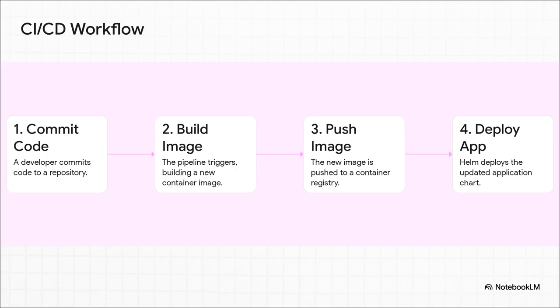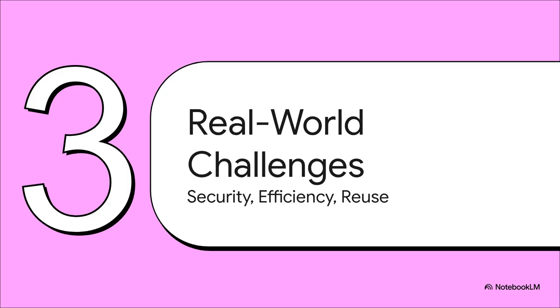The whole thing, from code to production, is completely hands-off. Okay, that workflow sounds fantastic. But we all know the real world is a bit messier, right? We've run into challenges. How do we handle secrets without exposing them? How do we make sure our pipelines are actually efficient? And how do we stop ourselves from just copying and pasting the same code over and over again?